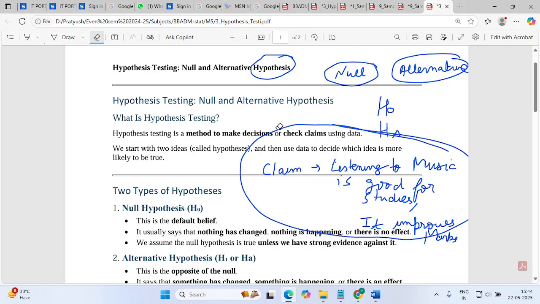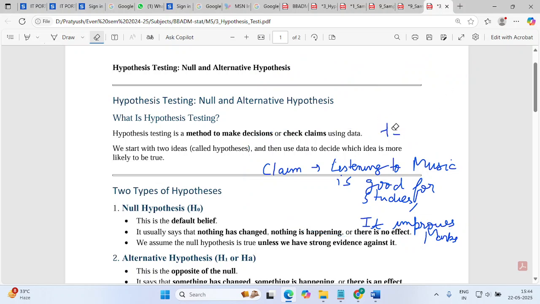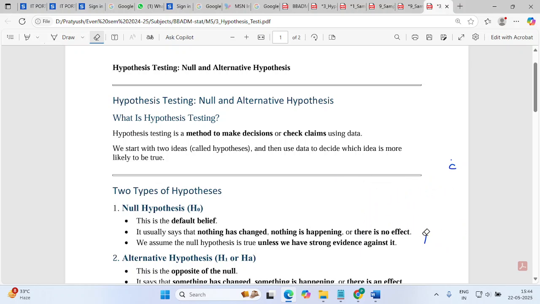Sometimes, because at first we have to find one person, and then we have to tell that listening to music while studying can improve your focus. If his outcomes of studies are improved than the previous one, then we can say it has improved.